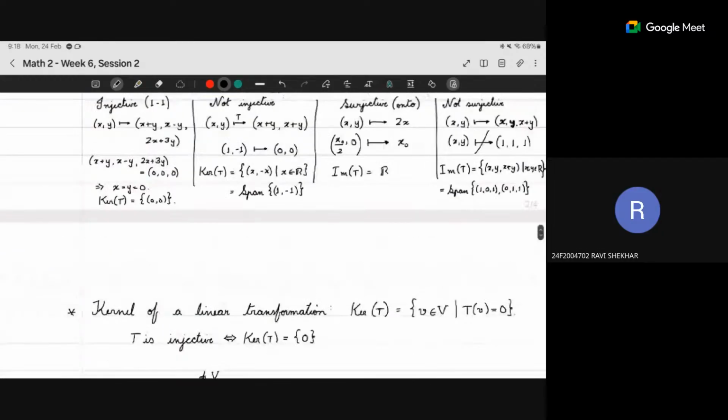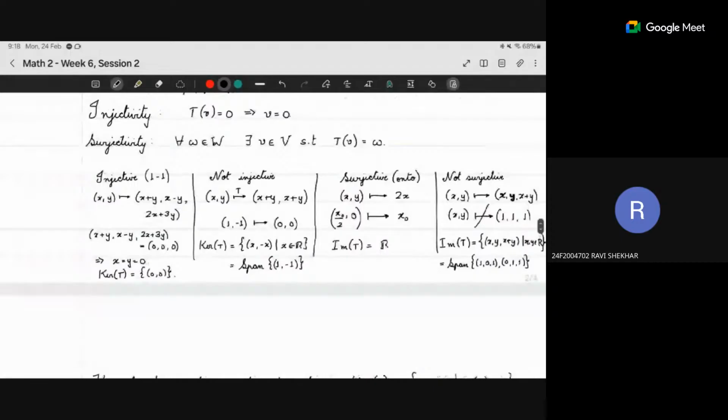Say, take for example this example 3, the surjective example over here. If x, y goes to 2x, you know that 2 comma 0 goes to, or yeah, not 2 comma 0. Let's say 1 comma 0.